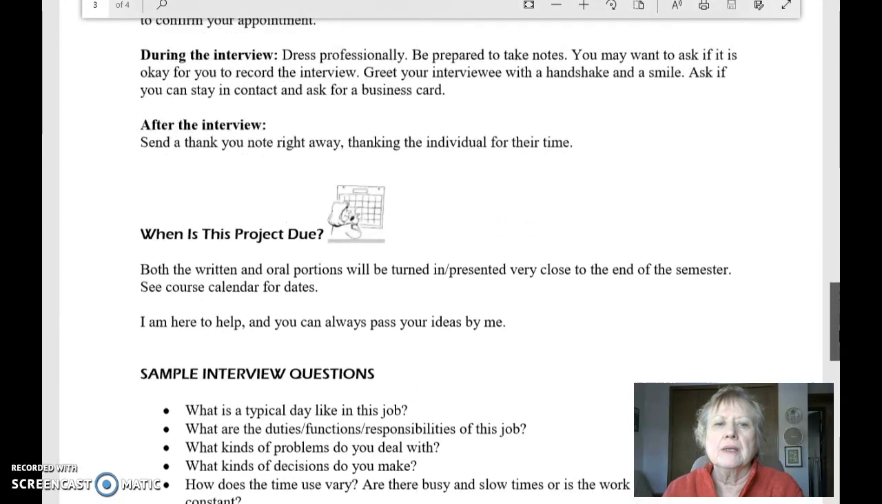Okay. Now, when is this project due? Whether you choose this project or the Family Culture Project, they are both due towards the end of the semester. And you'll see on the semester calendar that the last few class periods will be presenting these. And the written part will be due on the day you do your presentation.